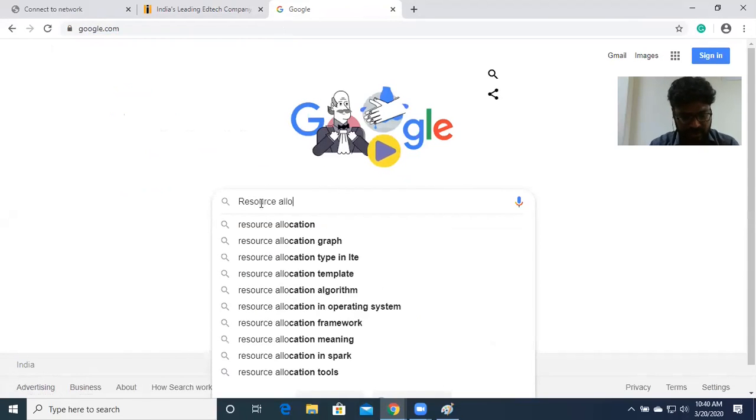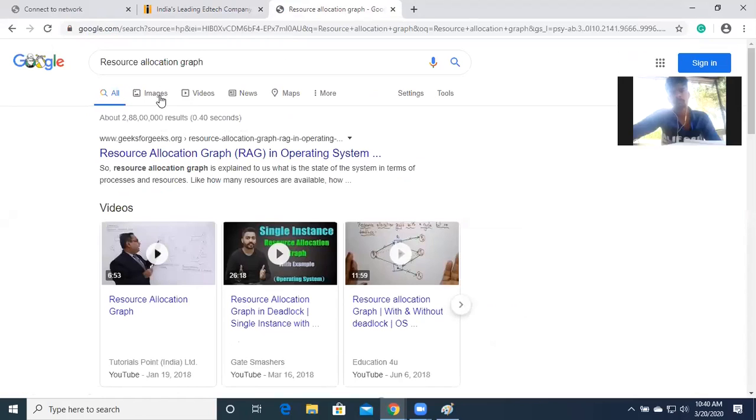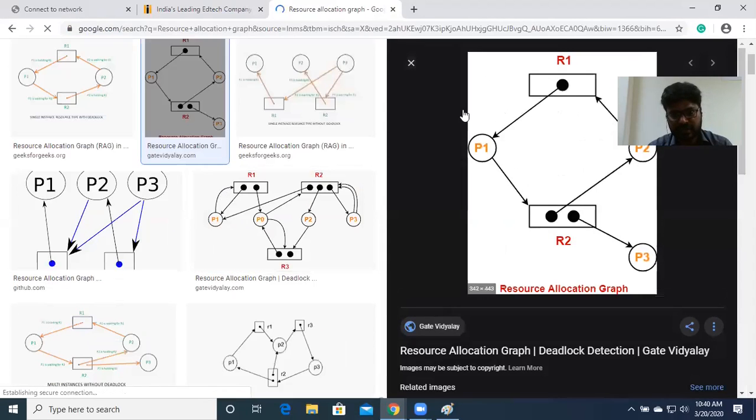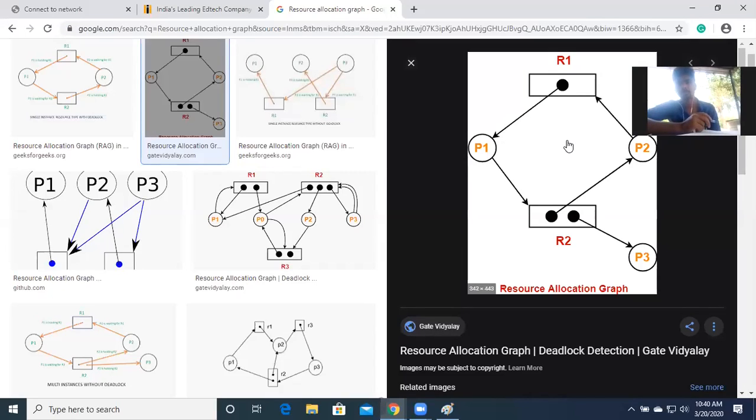Resource allocation graph. You go to images, and you can get this. Can you able to see this diagram? Yes, sir. In this, resource 1 is there. How many instances? Only one instance. Resource 2 has 2 instances. Here P1, P2, P3, 3 processes are there.